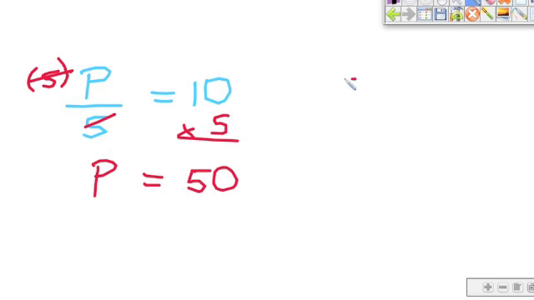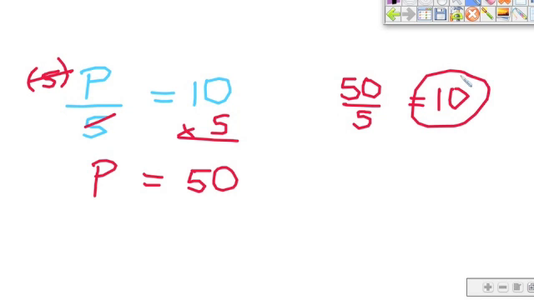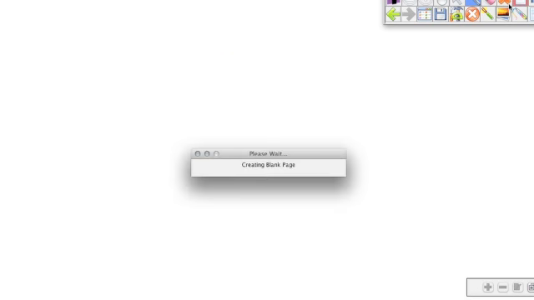So if you wanted to check, you could do 50 divided by 5. 5 goes into 50 10 times. And since I got the same answer as what the answer was told to me in the problem, I know I got the correct solution. All right, let's try one where we are multiplying now.